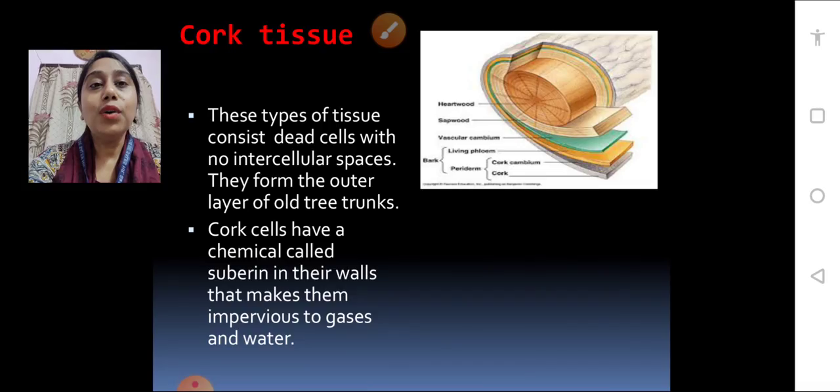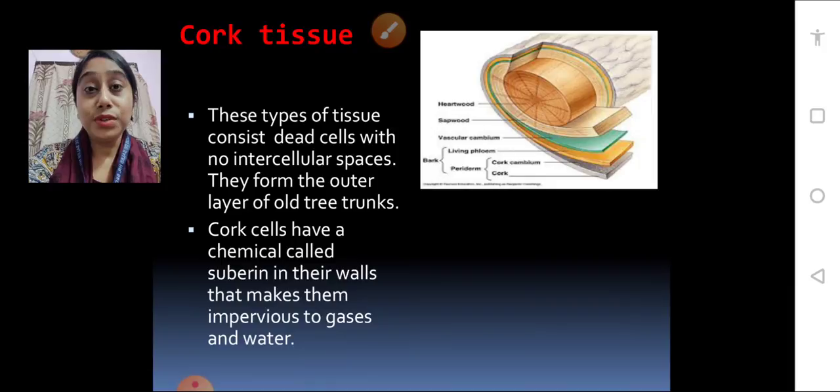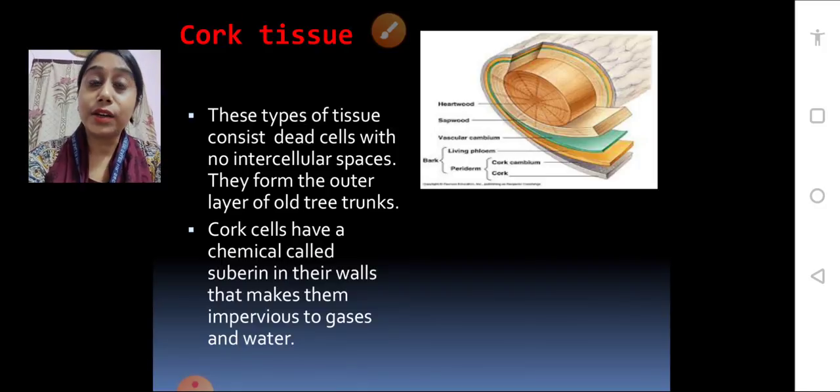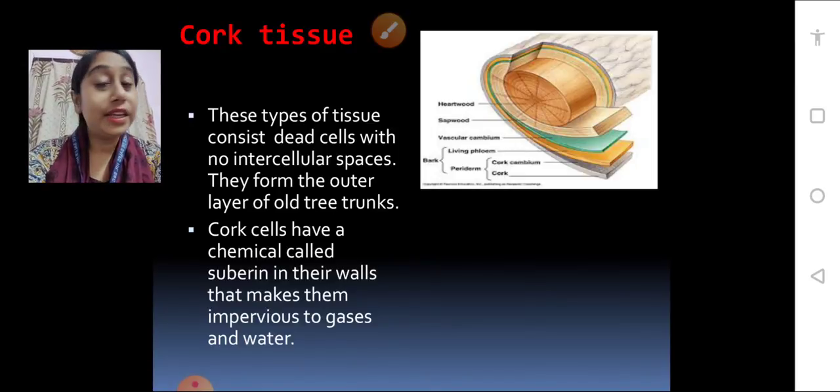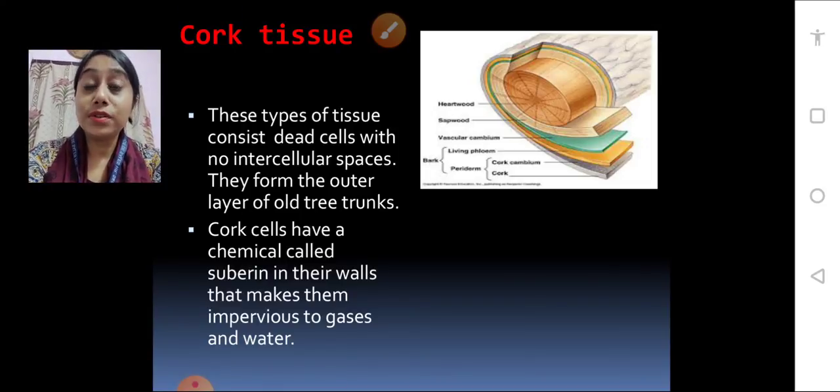Now we are moving to the next type of protective tissue, that is cork tissue. Cork, C-O-R-K, cork. This type of tissue consists of dead cells, and no intercellular spaces. They form the outer layer of old tree trunks. They are not present in leaf. They are not present in young stems of the plants, but they are present in the old tree trunks.